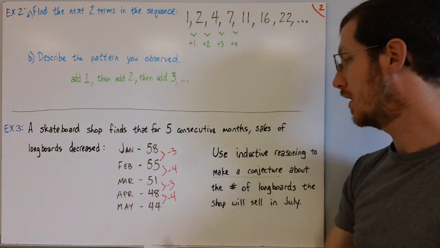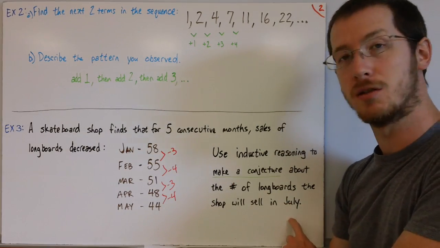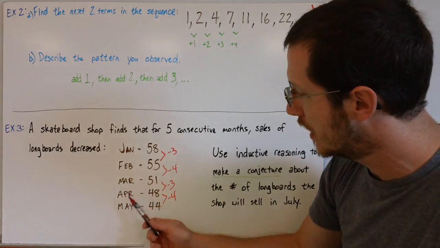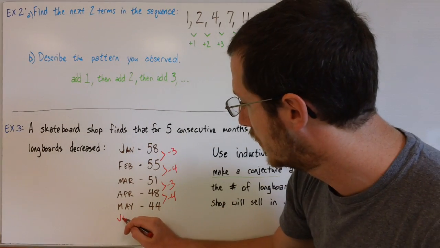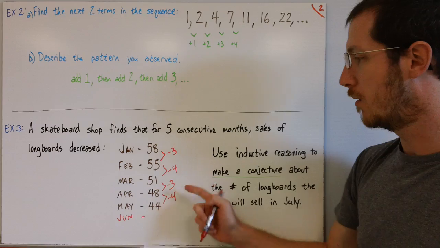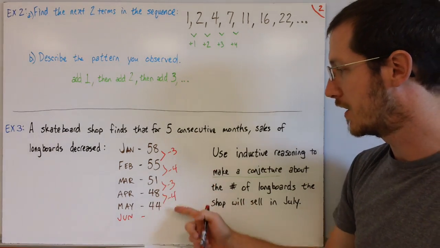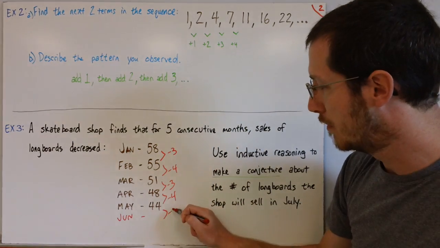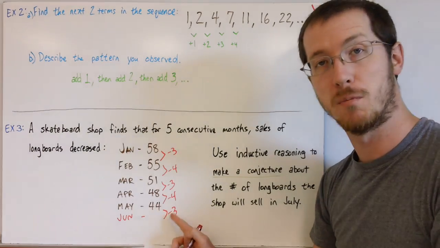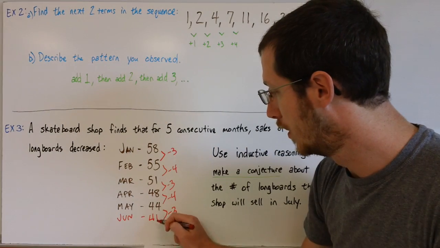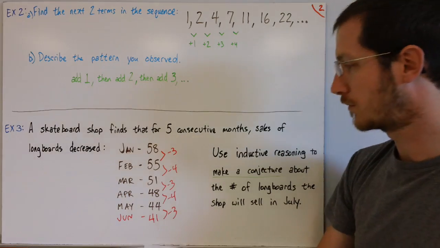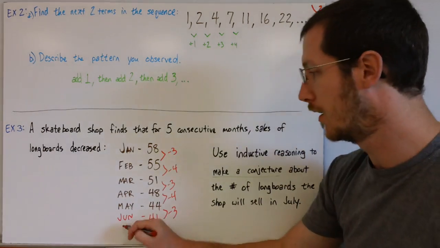So using our inductive reasoning, we want to find how many in July. So let's see, January, February, March, April, May, June comes next. So if we follow our pattern, -3, -4, then next up will be -3, 44 minus 3 is 41. We don't want June though, we want July.